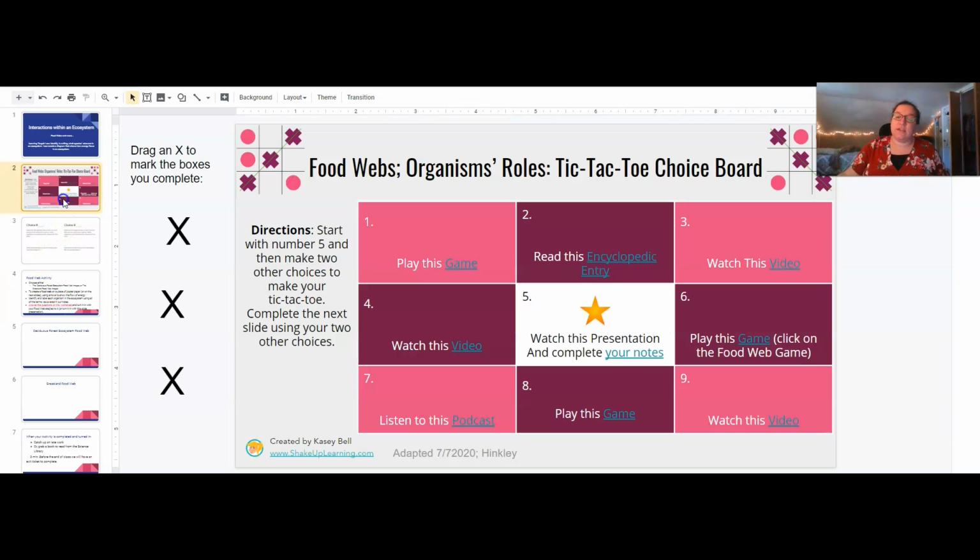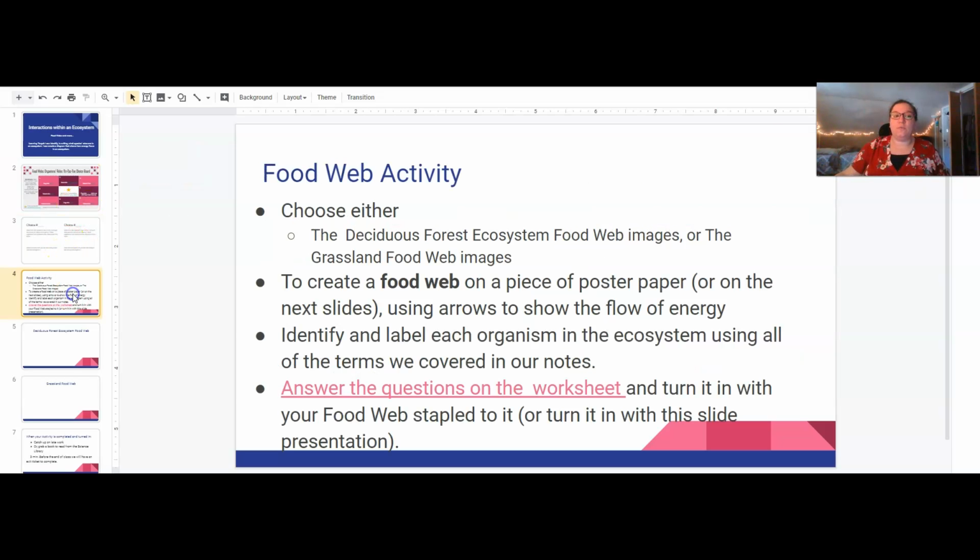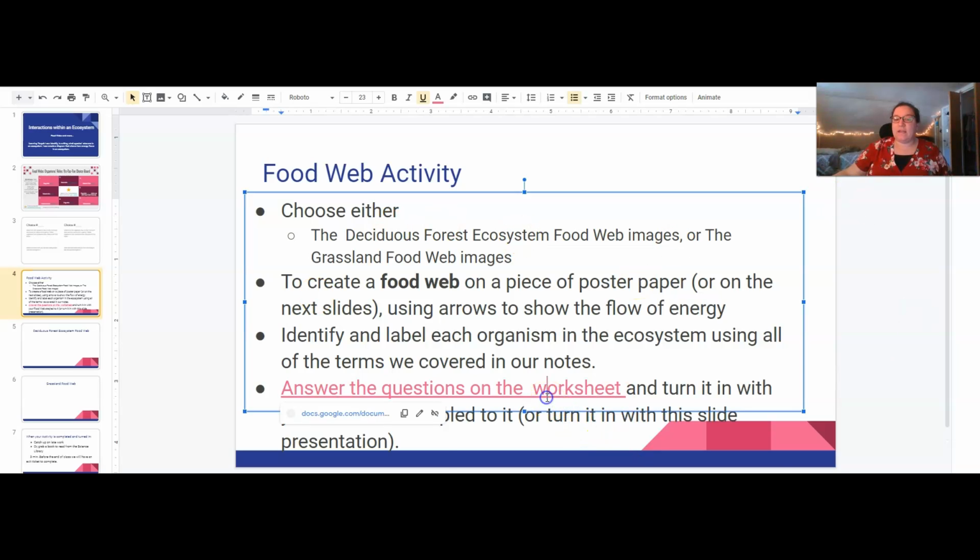When you're done with both the tic-tac-toe assignment, picking 3, and the slide, you're going to move on to your food web activity. Okay. Now, up front, we have both the deciduous forest food web pictures and the grassland food web pictures. And you can use those to physically create a poster paper to complete this assignment, or you could do it on this Google slide. But either way, you're going to fill out this worksheet and fill out the questions to hand in.